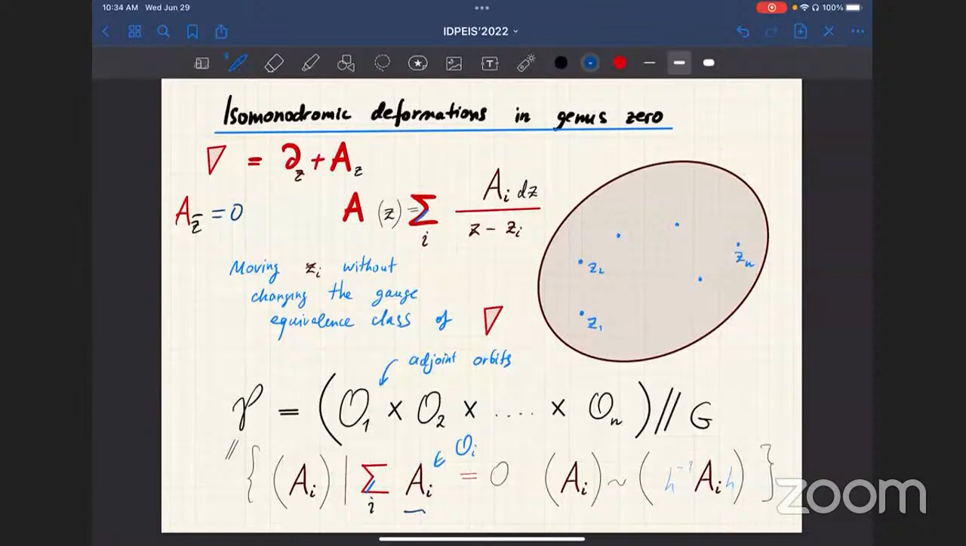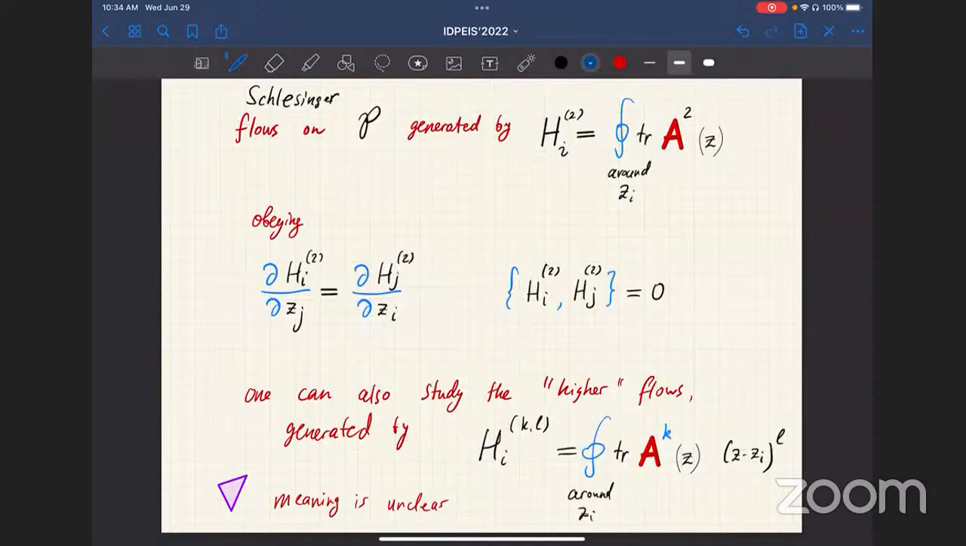And so the isomonodromic deformation is the question of how we deform these residues once we move the points. So we move the points around and we want to preserve the gauge equivalence class of the connection nabla. So it turns out that the corresponding modifications of the residues are generated by Hamiltonian flows with Hamiltonians given by the strange looking formula, strange for gauge field theorists. Namely, you take the connection one form, you take its square trace, so this is the Killing form from the Lie algebra, and you take the residue of the corresponding quadratic differential, or take a contour integral around the punctures, and that gives you the well-known quadratic Hamiltonians, which obey two sets of equations. So they Poisson commute with respect to the natural symplectic form.